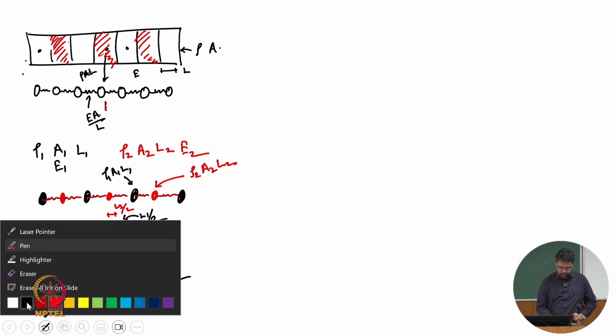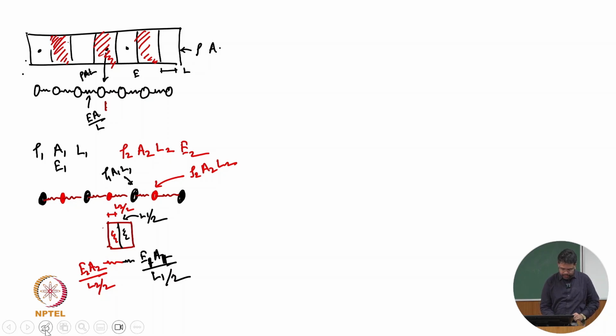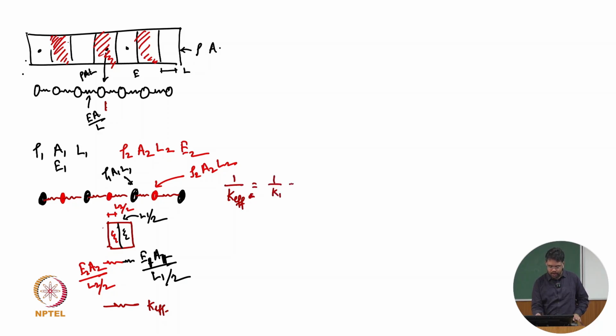Now these two springs are connected. How are they connected? Basically they act as a single spring, so we can express it as K effective. These two springs are in series, so what do we know? 1 by k effective equals 1 by k1 plus 1 by k2. If this spring is k1 and this spring is k2, we can write it this way.